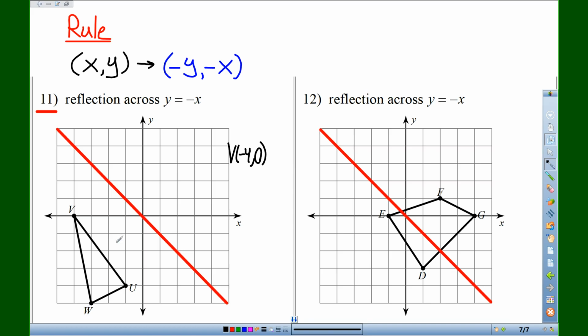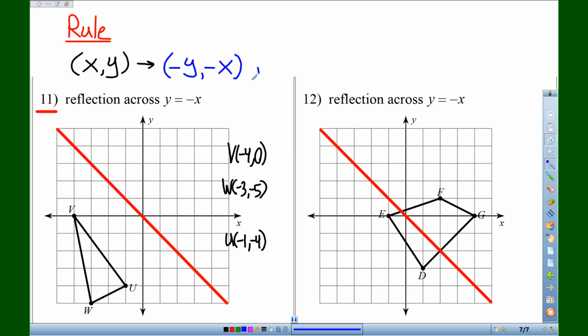Okay, let's do W next. That's at -3, -5. And then U is at -1, -4. Take your time on finding these original coordinates. Just make sure they're correct so you don't accidentally use the wrong points.